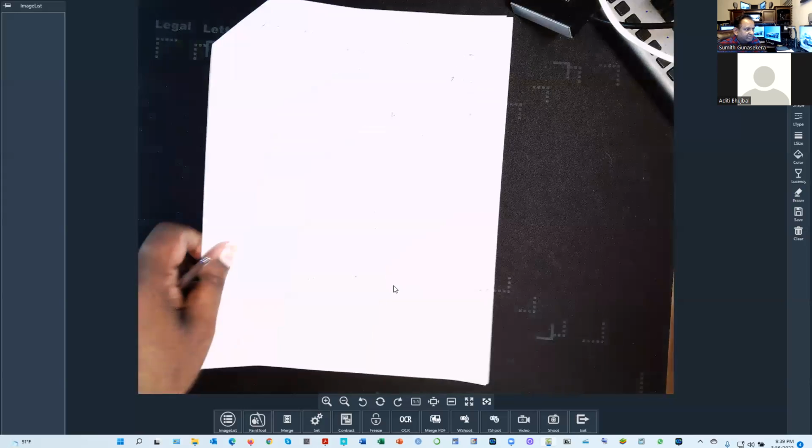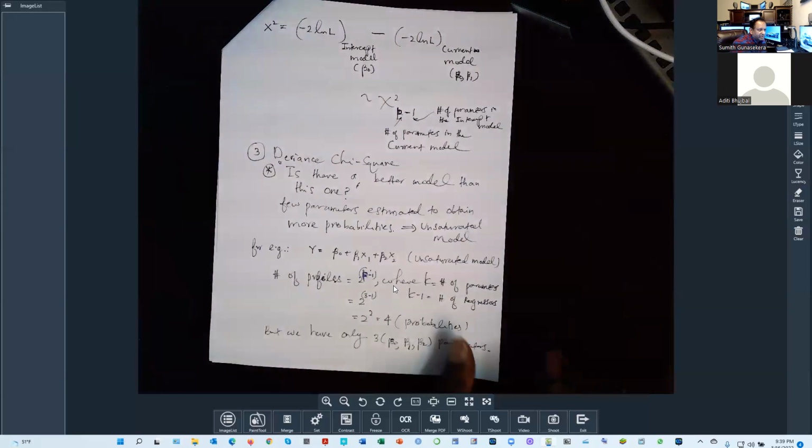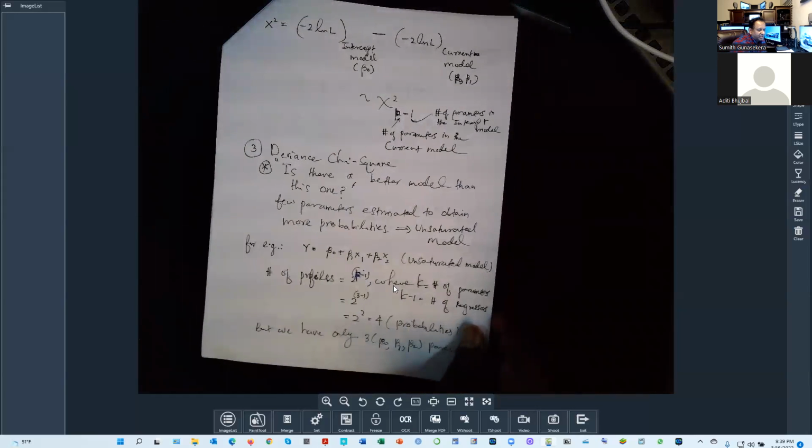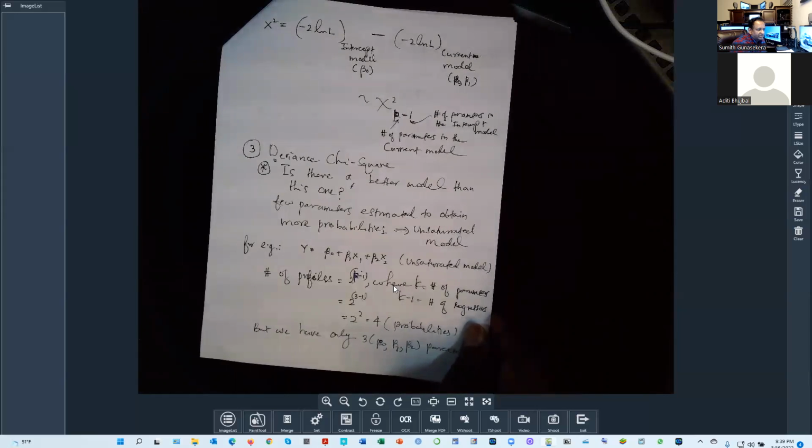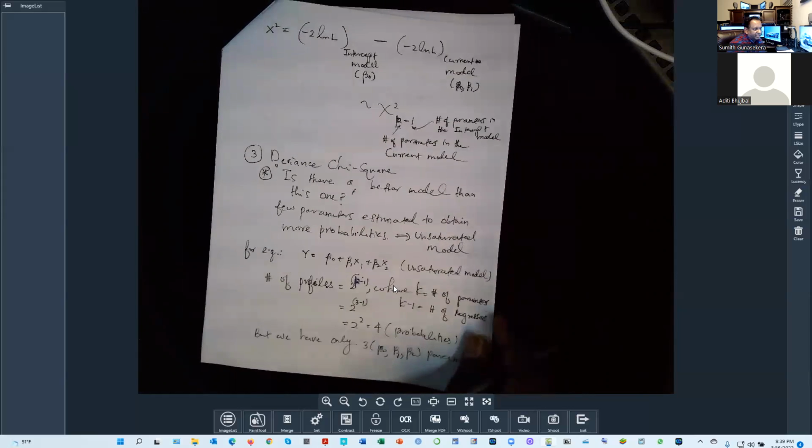2 to the p minus 1. They are using the number of regressors. Okay, I'm going to clean up a little bit.